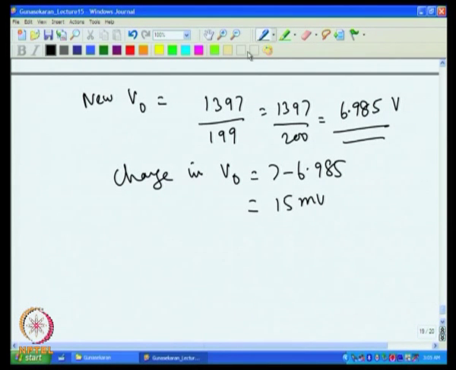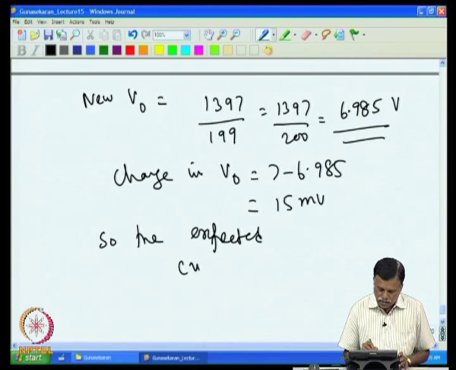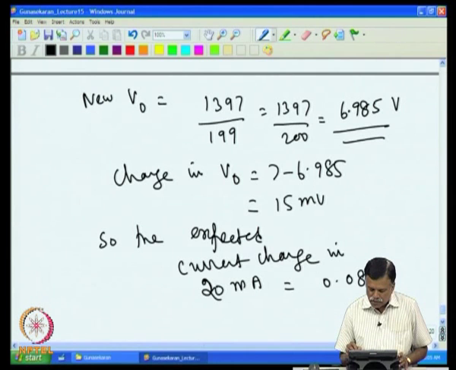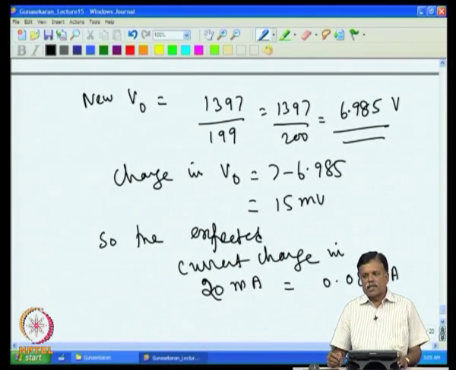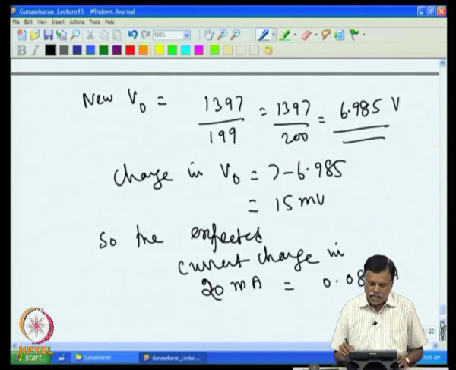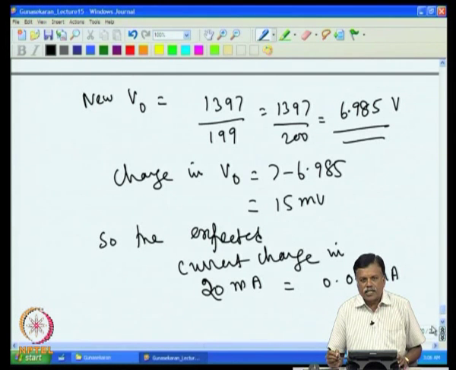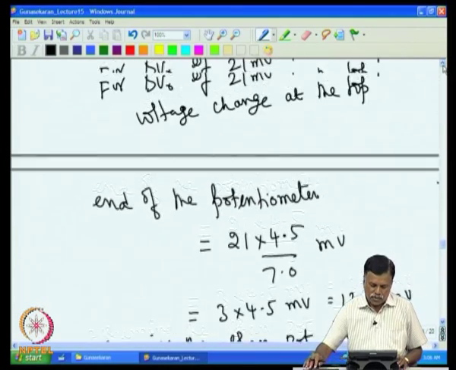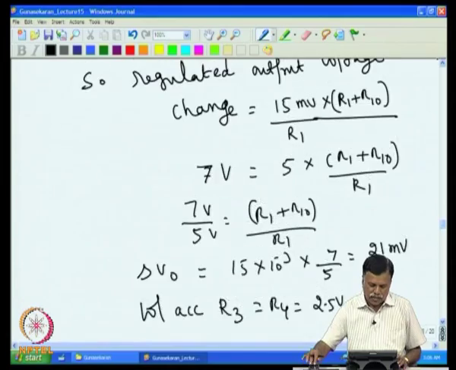So the expected current change in 20 milliampere is equal to 0.08 milliampere. This is same as what we have calculated in the previous case. So this is how we have to calculate current change due to the resistance drift. Resistance drift we considered only at the voltage regulator stage. We are not considering the resistance change in the current transmitter part. Now we look at the other errors in the current transmitter part, because there are not much error there in the voltage regulator part, because there are only two main contributors for the voltage regulator part.